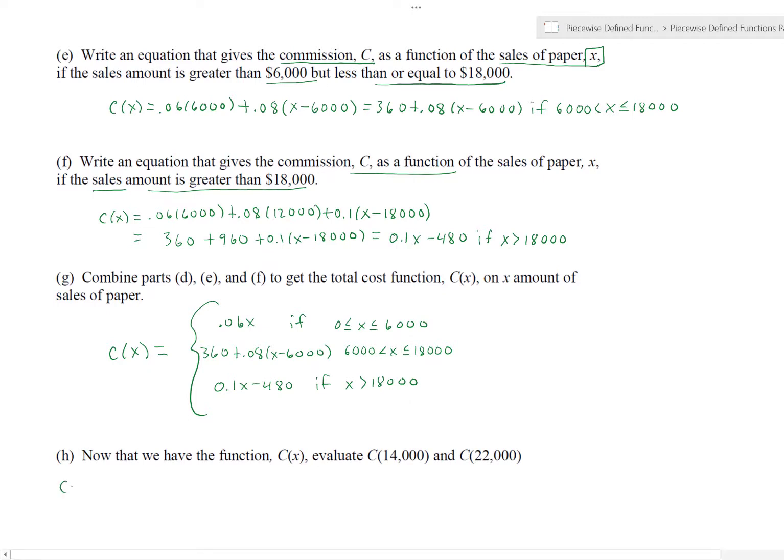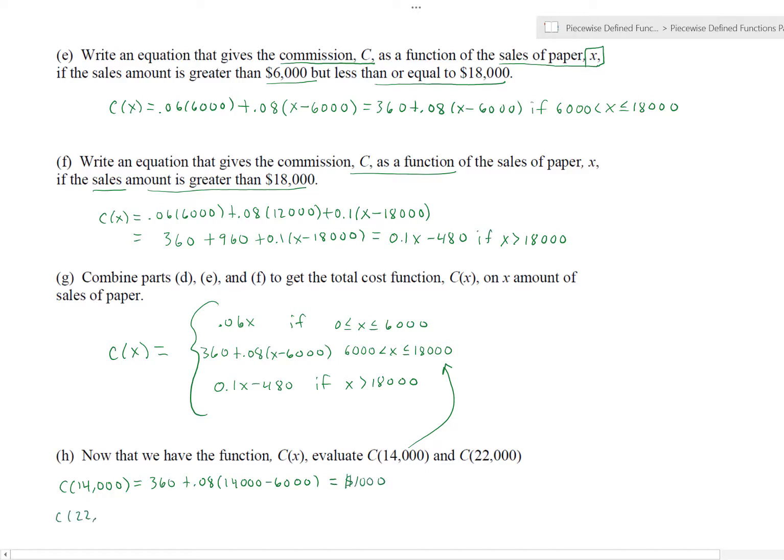For instance, say I wanted to know how much money Johnny's going to get if he sells $14,000 worth of paper in a month. We know that the 14,000 falls in the range of paper between 6,000 and 18,000. So I'm going to plug 14,000 into the formula 360 plus 0.08 times x, 14,000 minus the 6,000. That will give me direct to the answer. And if you press a few buttons again, that gives us $1,000 he got that month.